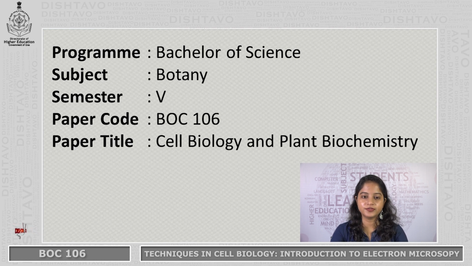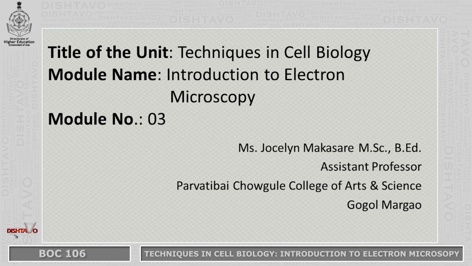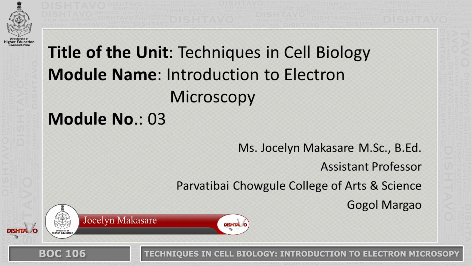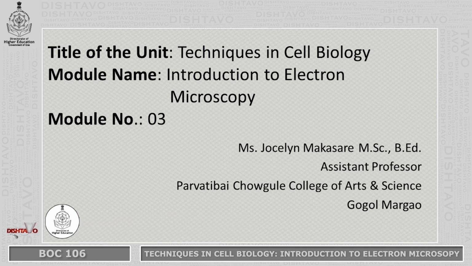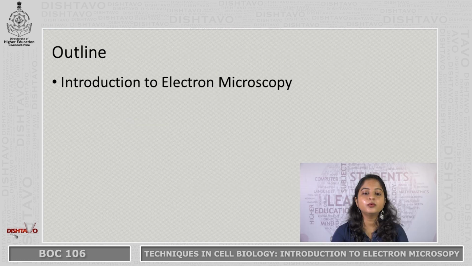Program Bachelor of Science, Subject Botany, 5th semester, Paper Code BOC 106, Paper Title Cell Biology and Plant Biochemistry. The title of the unit is Techniques in Cell Biology. The module name is Introduction to Electron Microscopy, module number 3. Here we are going to start with the Introduction to Electron Microscopy.